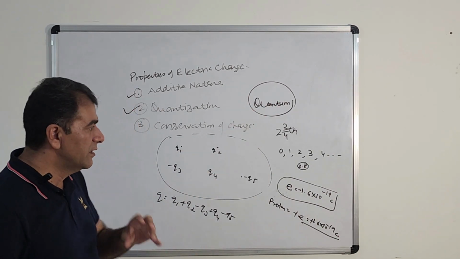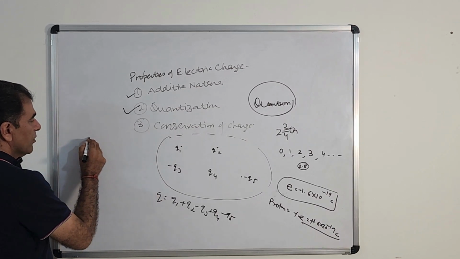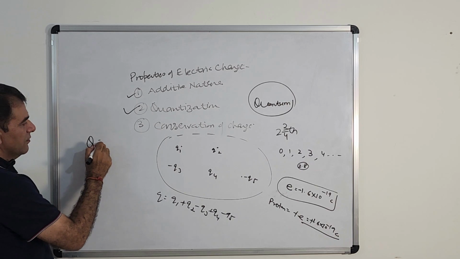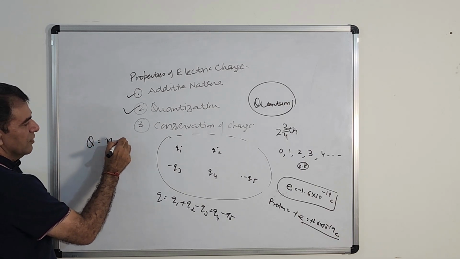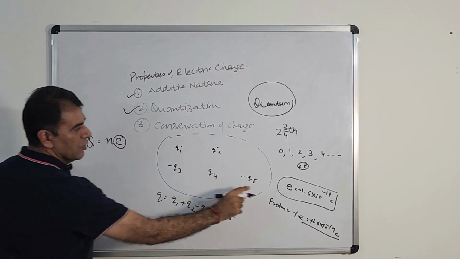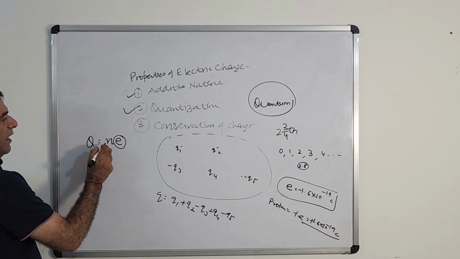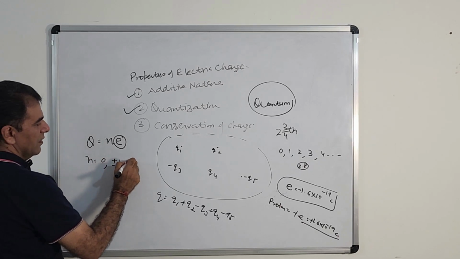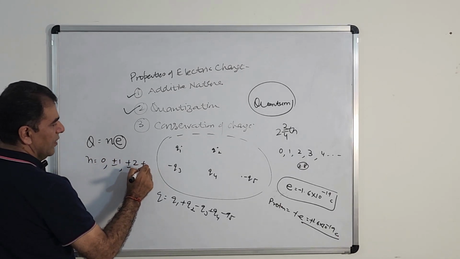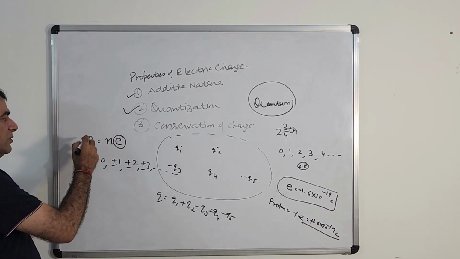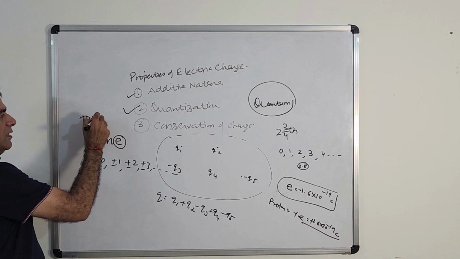Quantization of charge says that the total charge is given by n times e. Now this e is nothing but the charge on an electron, and this n can have values 0, plus minus 1, plus minus 2, plus minus 3, and so on. Here Q is the total charge.